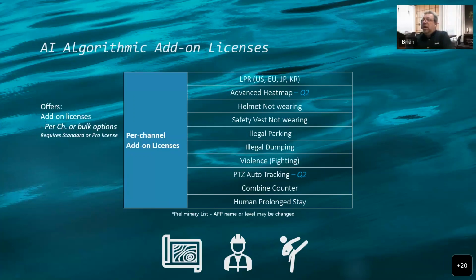Helmet not wearing, safety vest not wearing. Essentially, that's PPE, or personal protective equipment, is what that would fall under. Illegal parking, illegal dumping, violence or aggression, PTZ auto tracking, combined counter. Combined counter basically allows you to take the multiple entrance points to really get that information on what the total combined entrance and or exit from the area is. Human prolonged stay. So kind of like loitering, but specific to people and related to how their behavior in general would relate to that analytic.